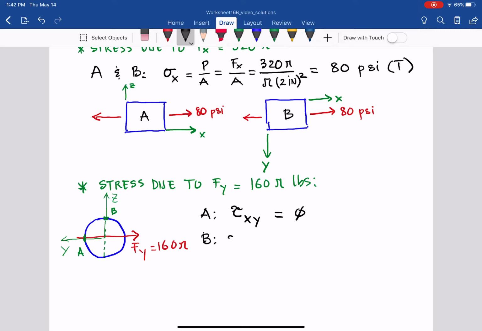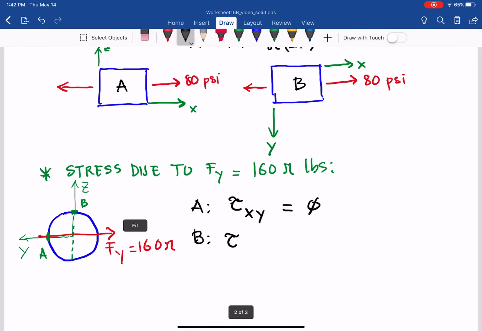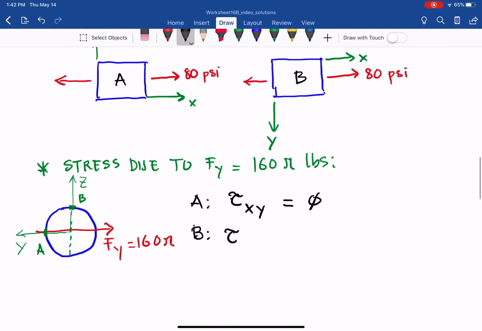So for B, it will also be tau xy, because that is on the x plane and follows the y direction. At point B, it will be a negative tau. You can see that it's negative, right? Because it's opposite of the y direction. The equation is VQ over IT. So let's put V, and put the negative later when we plug the numbers in.